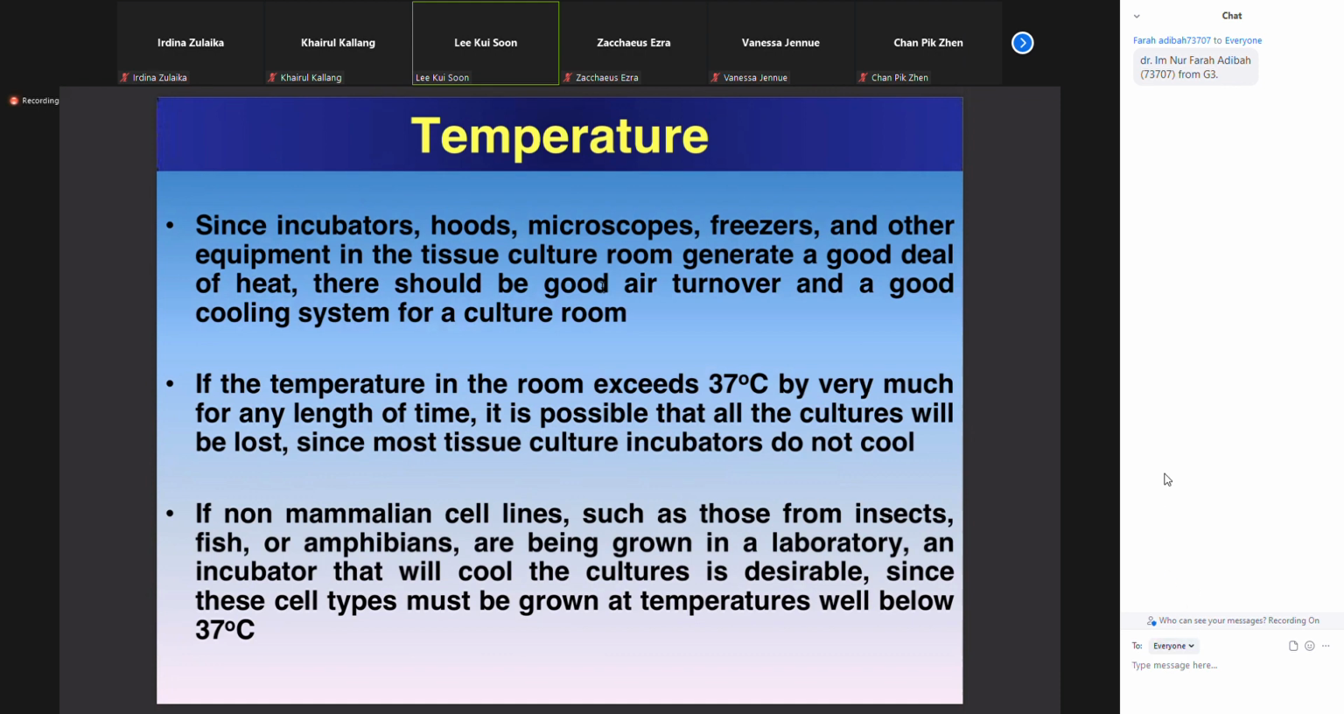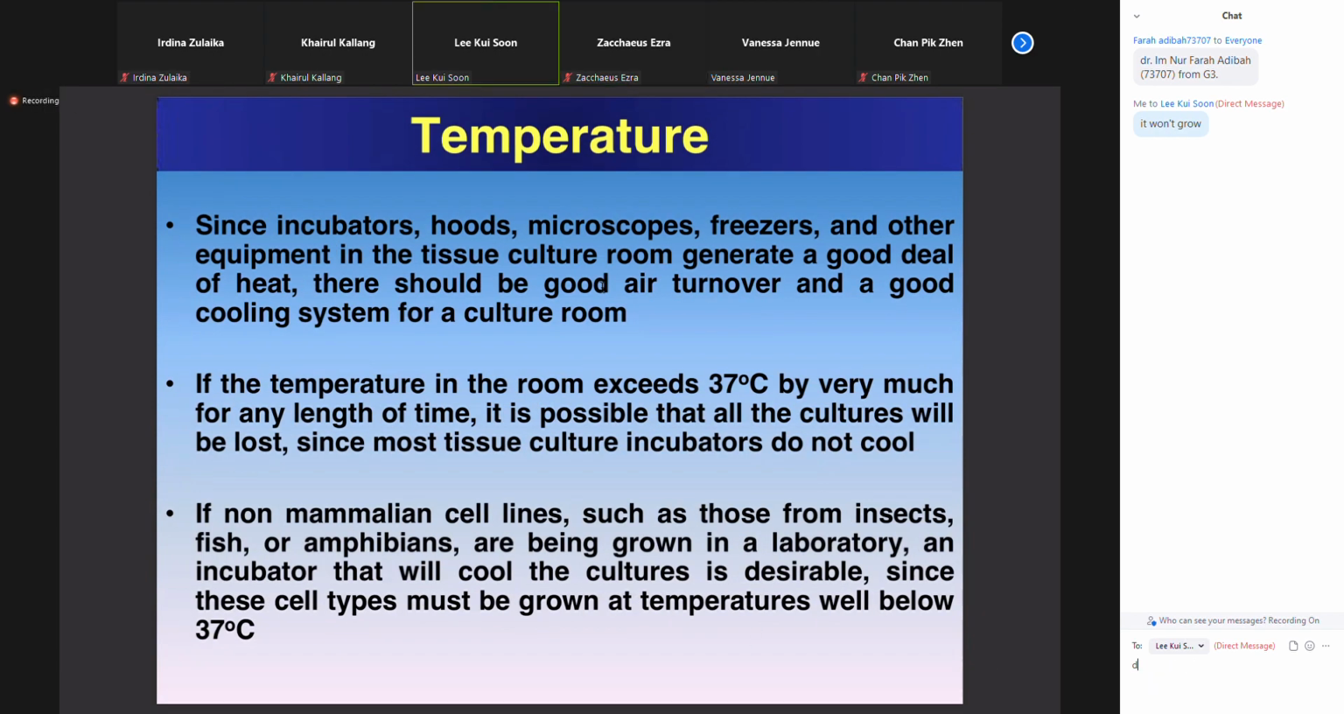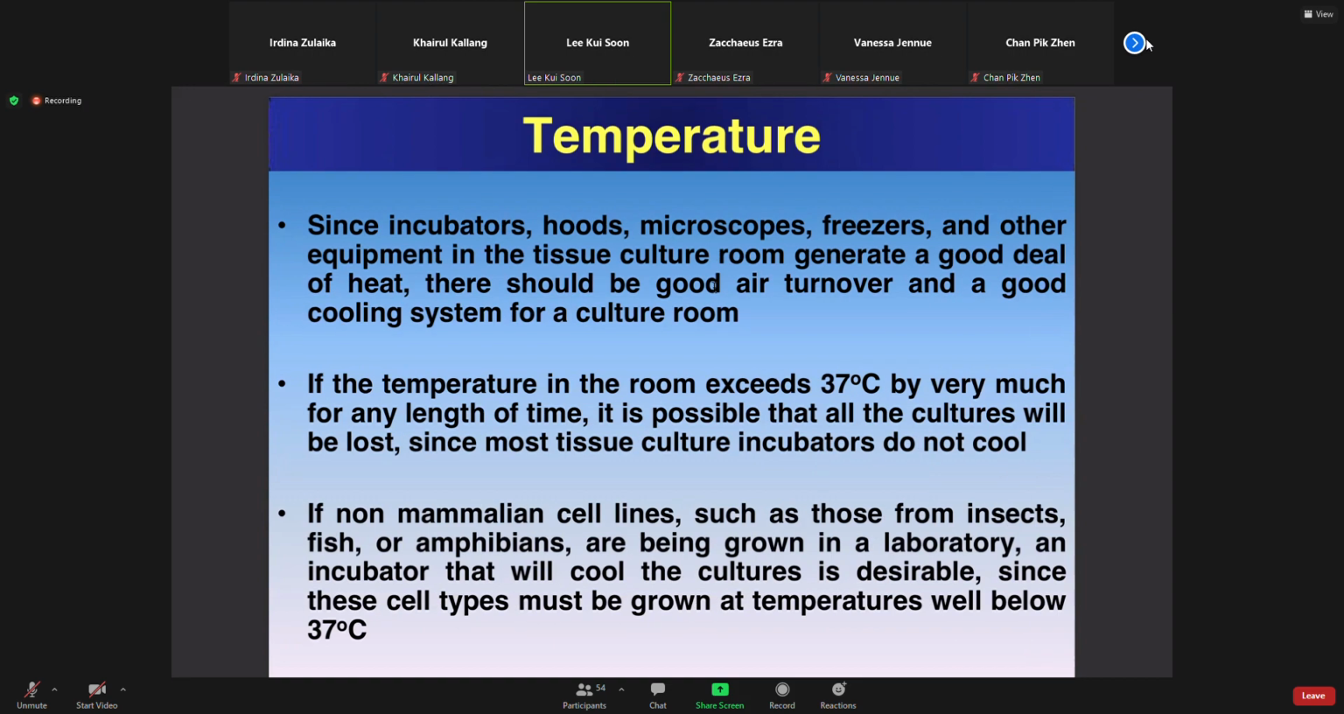Yeah, your incubator, you said that you set it up at 37 degrees Celsius, right? But the room that houses your incubator is 40 degrees Celsius. So what will happen to your culture? It will be spoiled. Right. Yeah, the culture of course will spoil, and at the same time, the incubator will adapt to the outside temperature and slowly become 40 degrees Celsius, right?